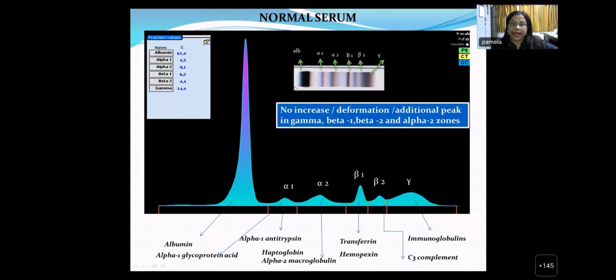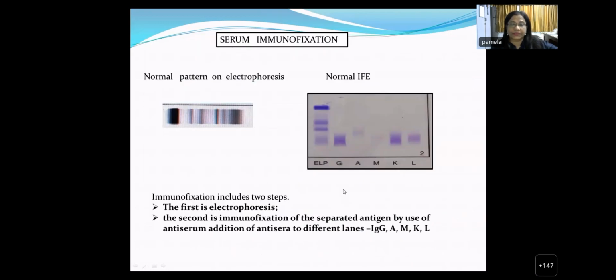This is the pattern, the bands. You have albumin as the first band, then alpha 1, alpha 2, beta 1, beta 2, and the gamma region. In this normal pattern, there is no increase, deformation or any additional peak in the gamma, beta 1, beta 2 or alpha 2 zones. Alpha 1 has different proteins, alpha 2 has some proteins, beta 1 and beta 2 have some proteins, and then you have the gamma made up of the immunoglobulins. So on a serum immunofixation, the normal pattern will give you something like this.